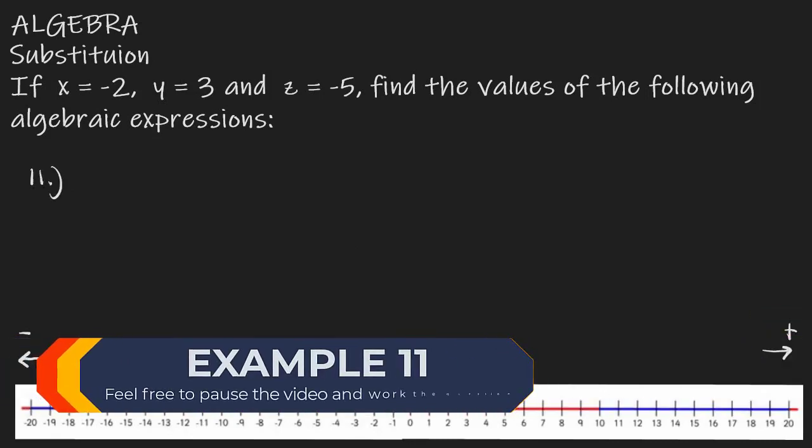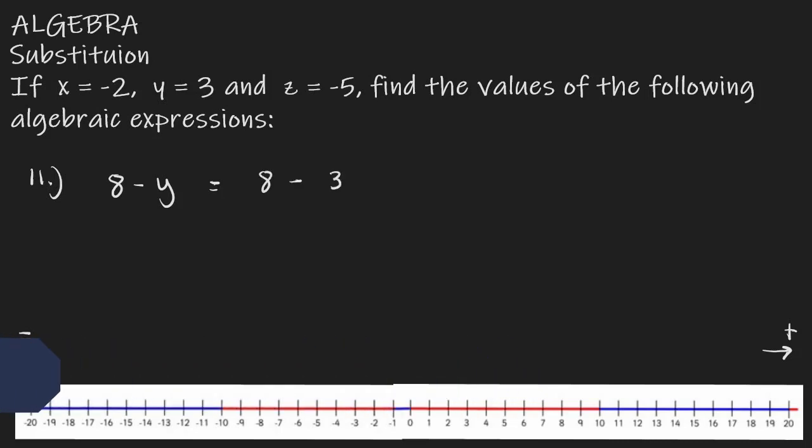Number 11. 8 minus y. So we have 8 minus the value of y, which is positive 3. So we have 8 minus 3. So we're starting at 8. And we're subtracting, so we're jumping to the left 3 spots. 1, 2, 3. I land on positive 5. So 8 minus 3 is equal to positive 5. Answer.